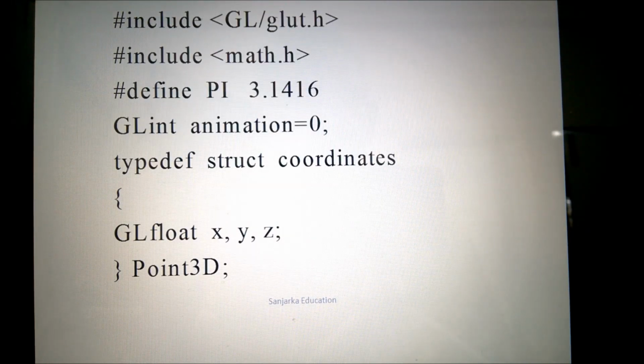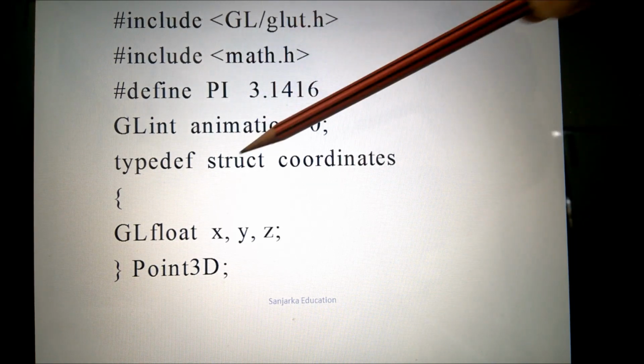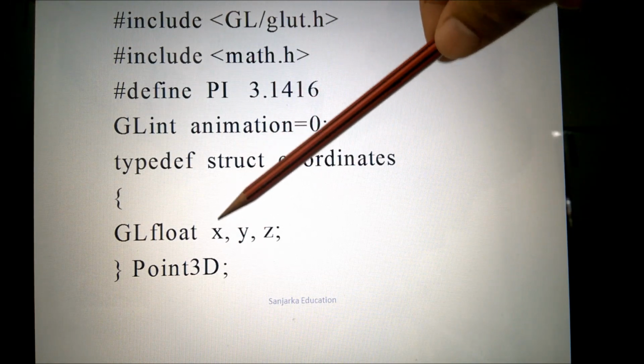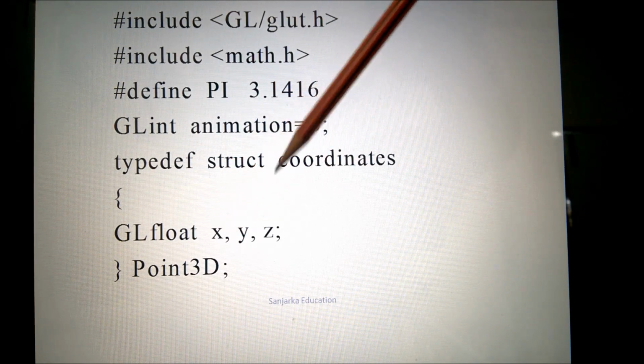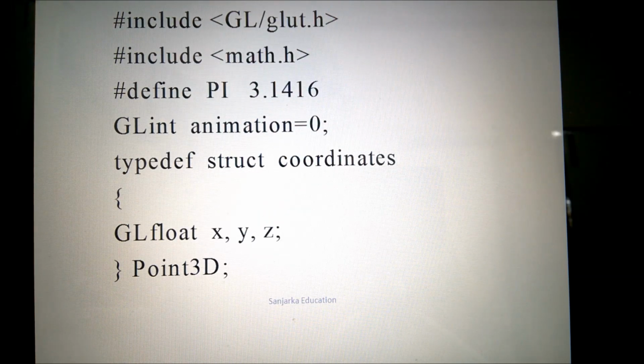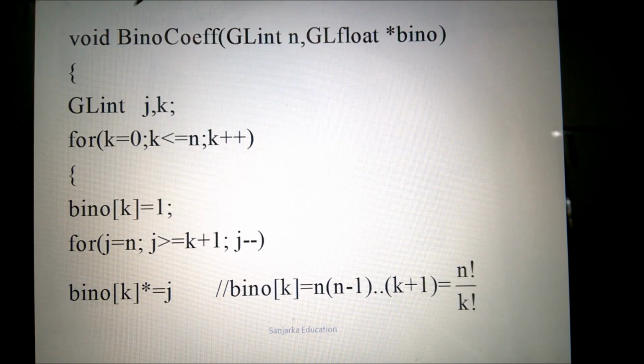Now we'll discuss the implementation of the animated flag using the Bezier curve in C language. See, these first two lines are the header files, and you can see one variable, animation, that will be used to choose the menu options. Next, a structure has been created, and the members are X, Y, Z. These are the coordinate values, and in that way we are creating a new data type that will be used in the program.